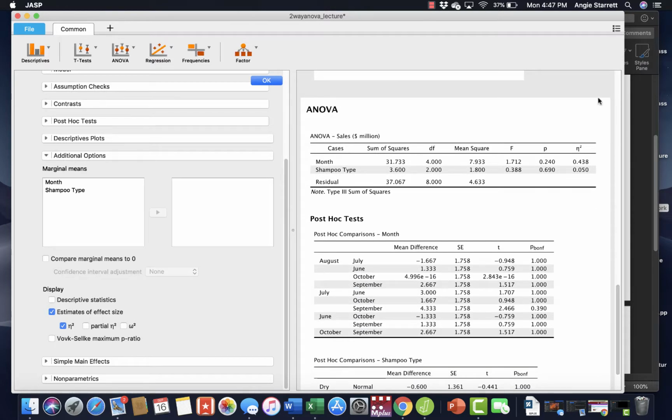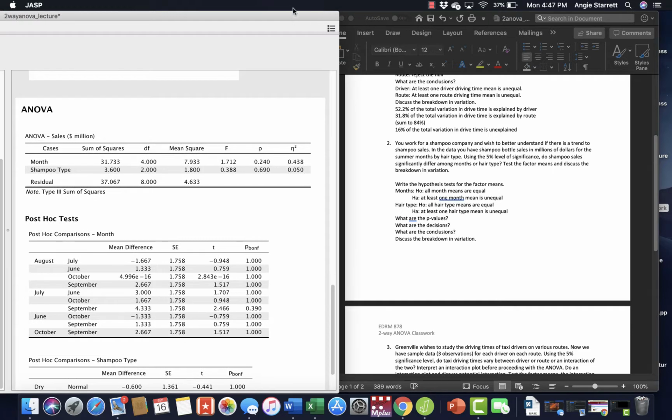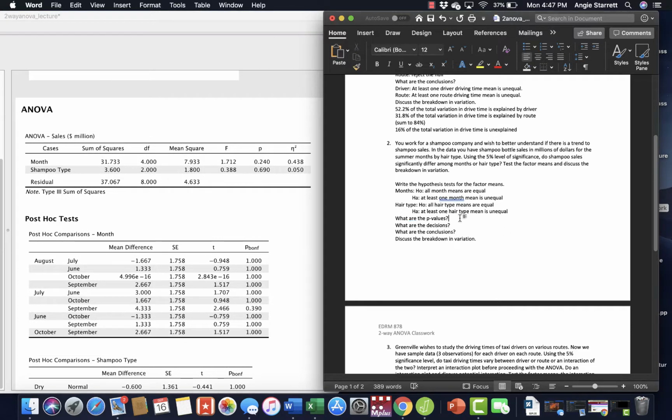All right, so let's look at our ANOVA. What are our p-values? For month, the p-value equals 0.240. And for hair type, the p-value equals 0.690. Notice both of these p-values are bigger than 5%. So for month, we fail to reject the null, and for hair type, we fail to reject the null.